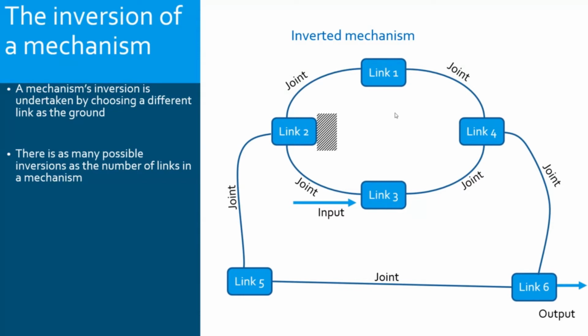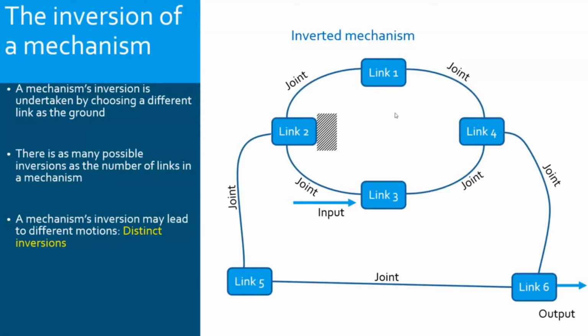What inverting means is to choose each time, depending on your application and your study, a different link as the ground. Now, I have said there are always 6 possible inversions. This is what is possible. Sometimes these inversions can lead to different motions. In that case, we say distinct inversions, and these are the interesting ones. We will see some examples for each case.